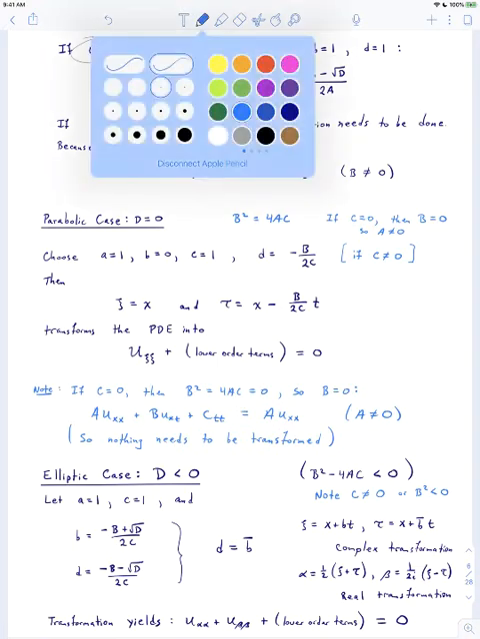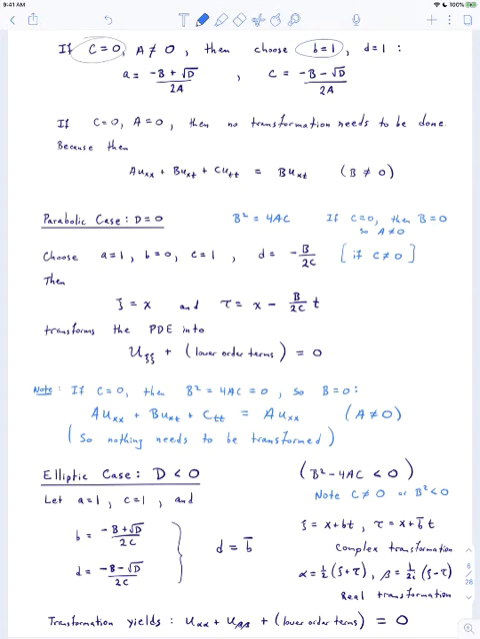Let me just change back to blue. Then you choose lowercase b equals 1, lowercase d is equal to 1, and lowercase a is equal to minus b plus the square root of d over 2a, and lowercase c here, because the uppercase C is equal to 0. So with this transformation, you get it into canonical form. If capital C is equal to 0, then this transformation will do the job.